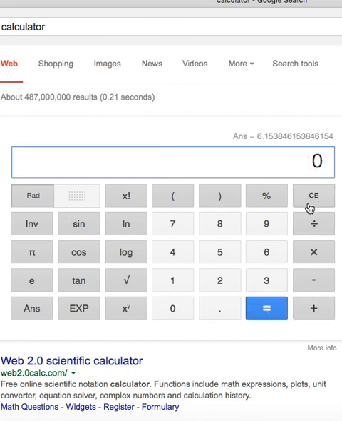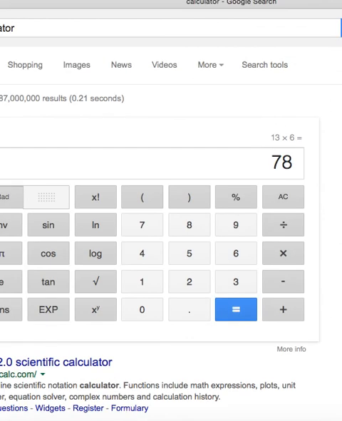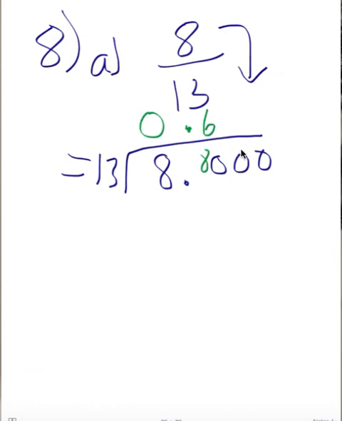So I'll just change that. So if I go 13 times the 6, we're at 78. So we're quite close to 80, but I needed to know that 78 to know how many remainders I will have to carry on. So it goes in 6 times 78, there's a remainder 2. So I'll put a 2 on the next 0. Easy.